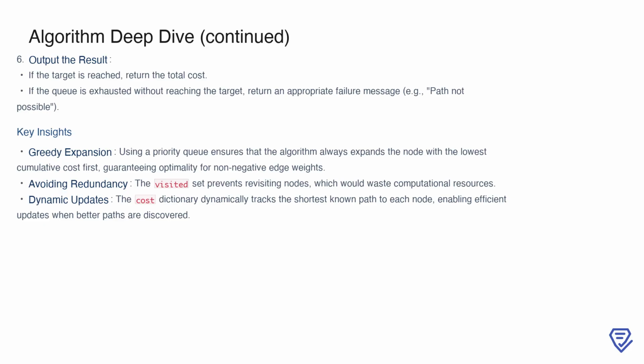Second, the visited set avoids redundant processing by ensuring we don't revisit nodes we've already handled. Finally, the cost dictionary dynamically tracks the shortest known path to each node, allowing efficient updates whenever we discover a better route. These principles collectively ensure the algorithm performs well, both in terms of correctness and computational efficiency.